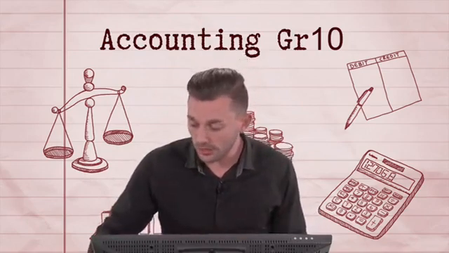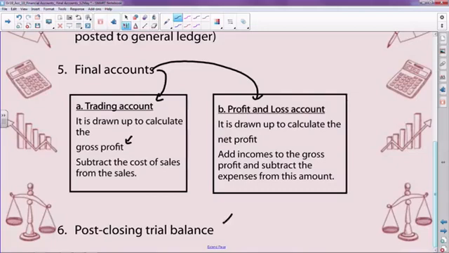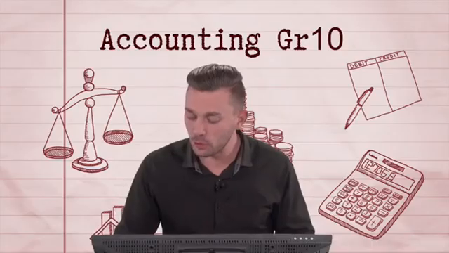But after these, we need to do a post-closing. After you've done all the closing transfers, you'll have a post-closing trial balance, and we'll look at that in the near future as well. But depreciation.